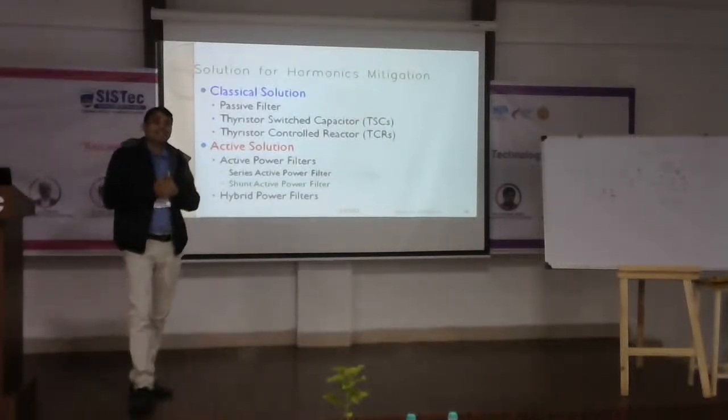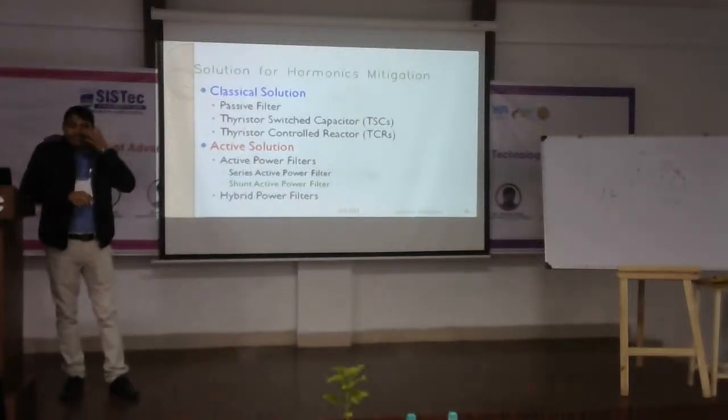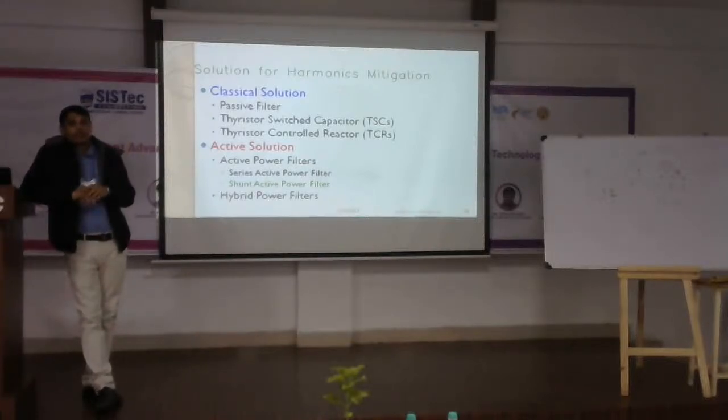How can we vary the inductance? As I said, to reduce harmonics we can use the inductor and capacitor. So for the variation of the inductor, we can vary the inductance. How can we vary the inductance?